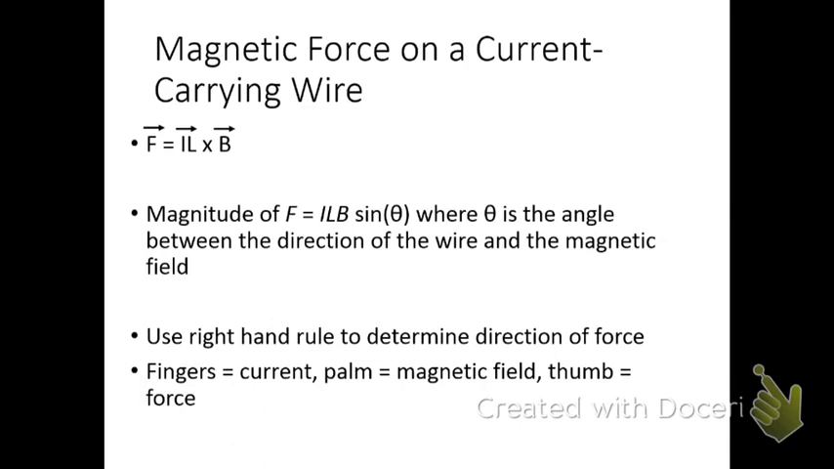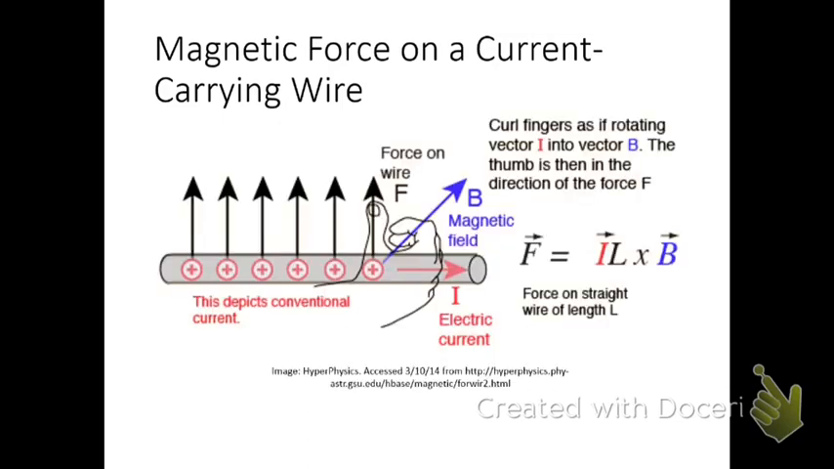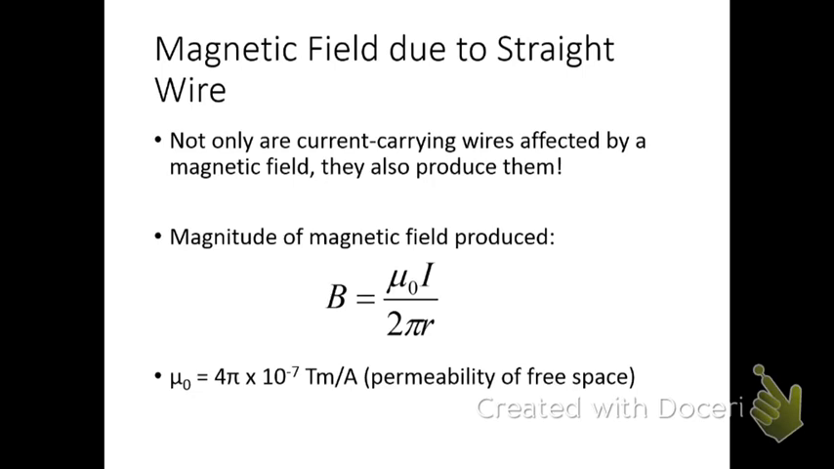The magnitude of the force, again, is ILB sine theta, where theta is the angle between which way the wire is pointing and which way the magnetic field is pointing, then you're going to use that exact same right-hand rule. The fingers will point in the direction of the current, the palm will point in the direction of the magnetic field, and the thumb will be the direction of the force that the wire feels. So these two things, F equals QV cross B and F equals IL cross B, involve charged particles moving through a magnetic field that already exists from somewhere else.